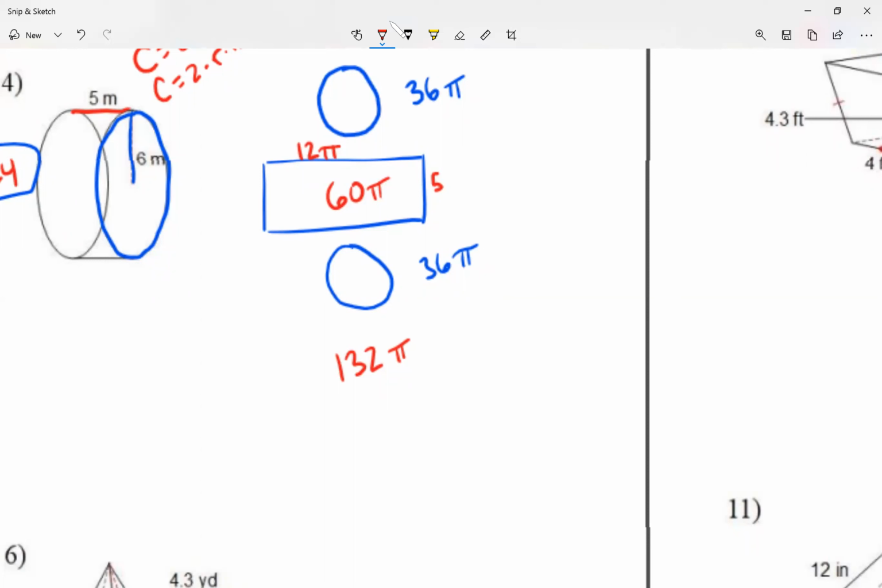Now, if it says multiply it, I'm going to use the pi symbol on my calculator. So I'm going to go 132 times pi. According to my calculator, rounded to one decimal place, I'm going to get 414.7. So be careful. If I say leave your terms in pi, 132 pi.